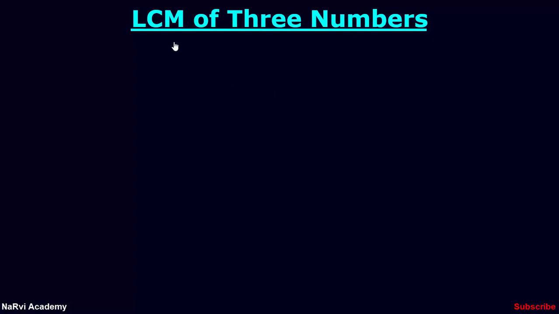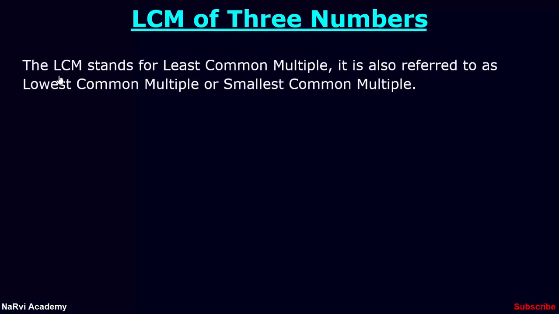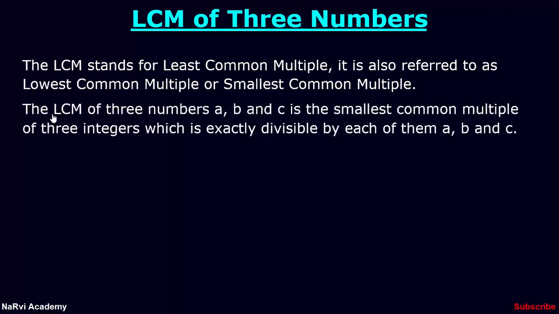So let's discuss how to find LCM of three numbers now. First, understand what is LCM. The LCM stands for least common multiple. It is also referred to as lowest common multiple or smallest common multiple. The LCM of any three numbers a, b, and c is the smallest common multiple of three integers, which is exactly divisible by each of them, a, b, and c.